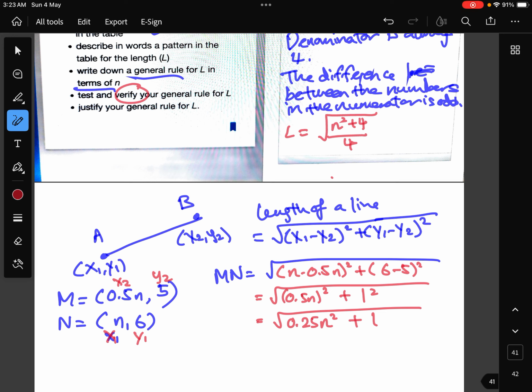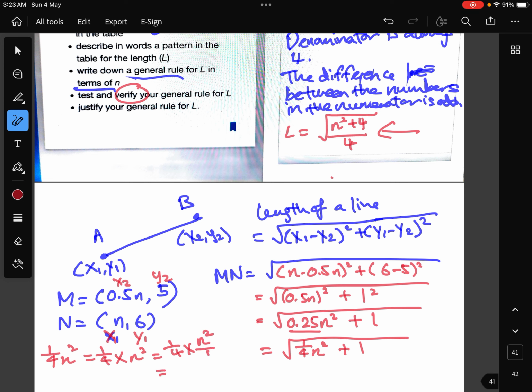Now, the thing about this is that if you look at the original general rule that we came up with, it doesn't have a decimal, so I can actually convert 0.25 into a fraction. So I'm going to convert 0.25, which is a quarter, and I'm going to write it like that. Now a quarter n squared is the same thing as saying a quarter times n squared, and this is the same as saying a quarter times n squared over 1. And if I simplify this, this is going to give me n squared over 4. So that means I can rewrite this as n squared over 4 plus 1.